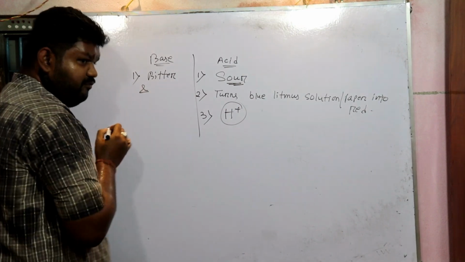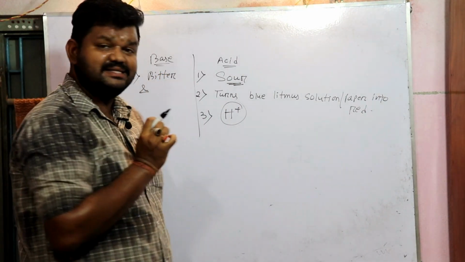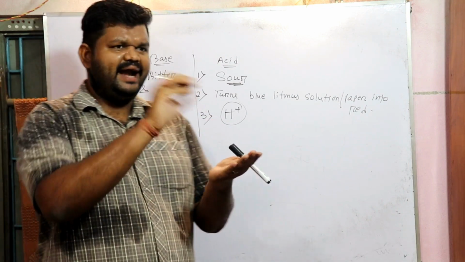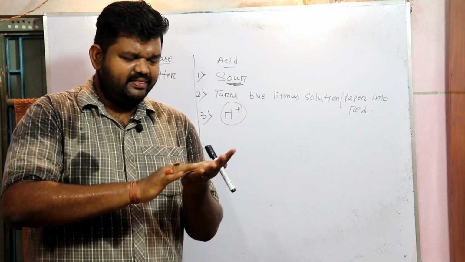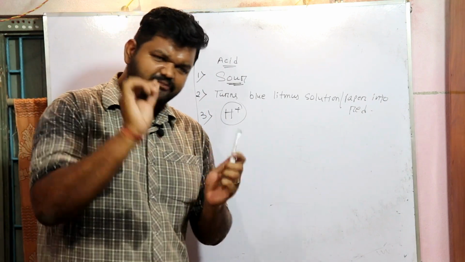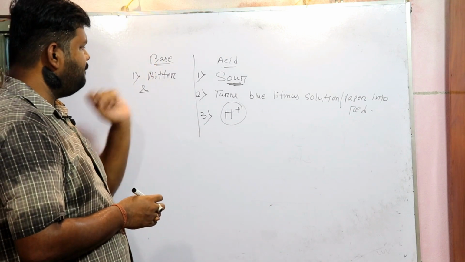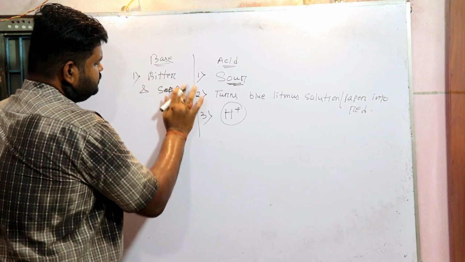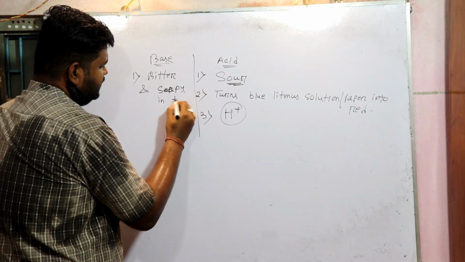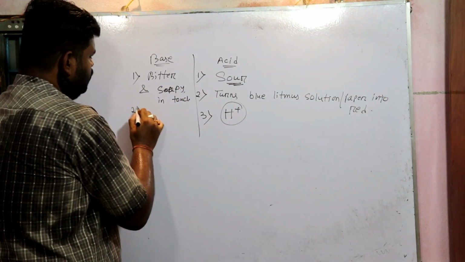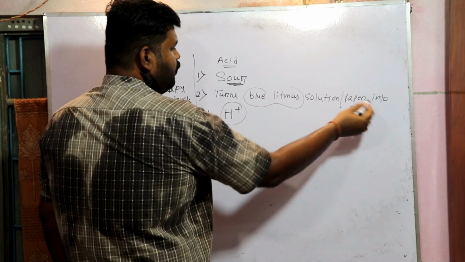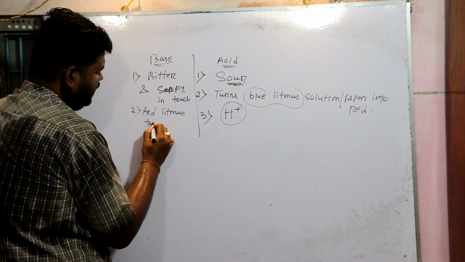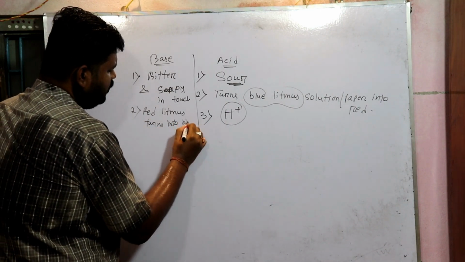And one very important property of a base is that it is soapy in touch. That means when we add some water to a soap, the feeling we have, that same feeling you will get when you touch a base, okay. That means soapy nature in touch. Number 2, an acid turns blue litmus into red, while here a base turns red litmus into blue, okay, done.